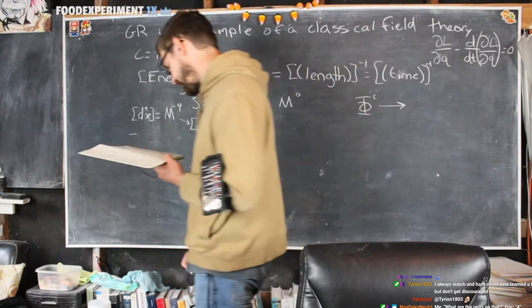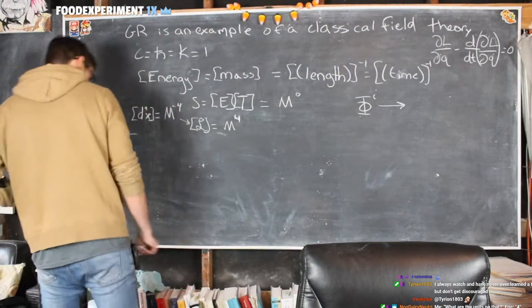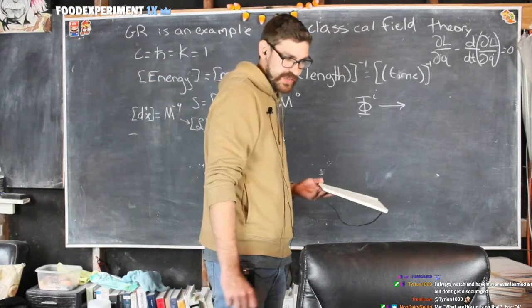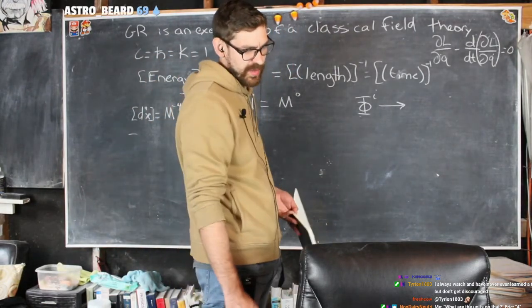So remember the Euler-Lagrange equations preserve the action under a small variation of the fields, right? That's variational calculus. That's what we talked about all Wednesday.